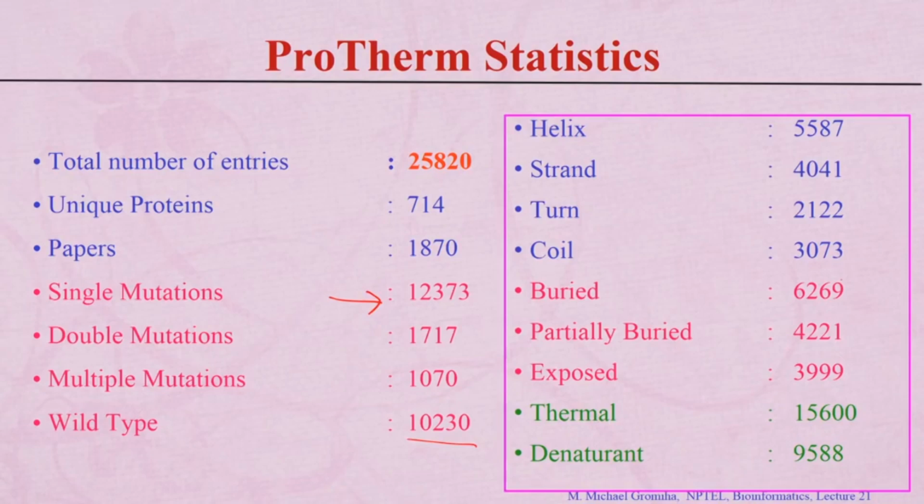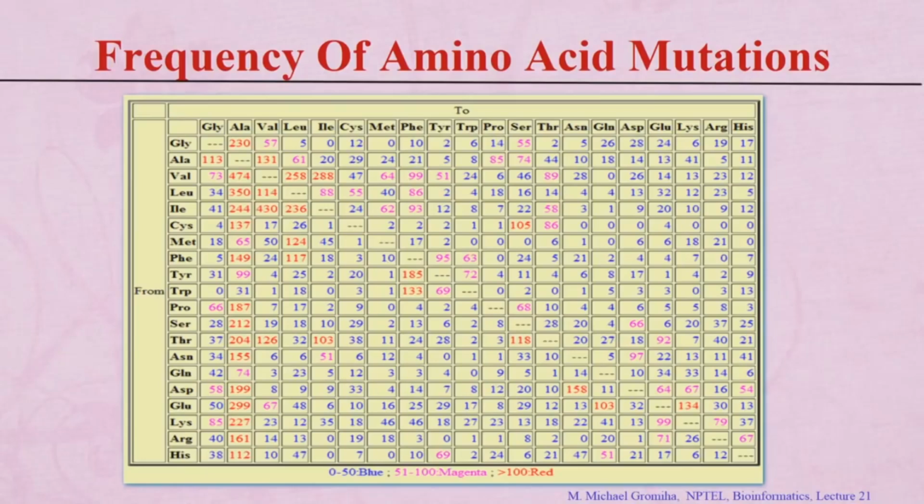In the accessibility, about 6,000 are buried and 4,000 are in the partially buried and exposed regions, right. So you can also see the importance of the location of the residues for mutations. Then about 15,000 are thermal and 9,600 were obtained from denaturation experiments. So now we see the mutations, right.